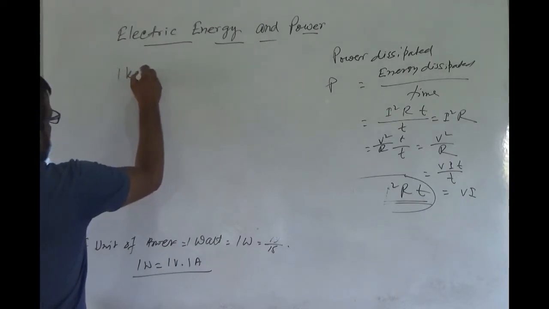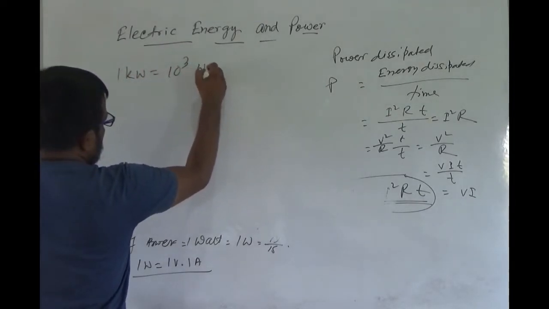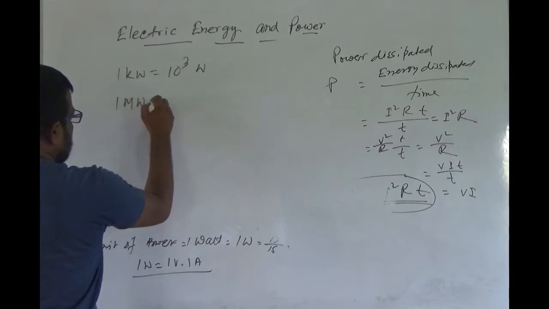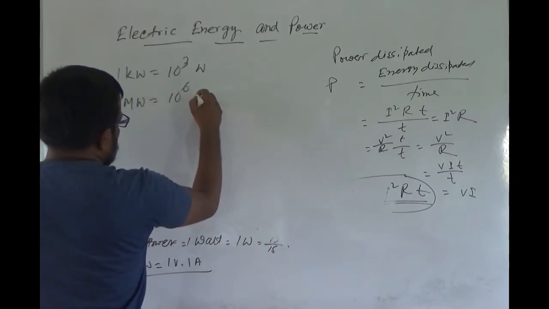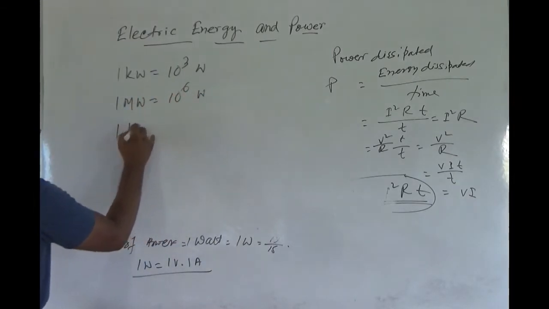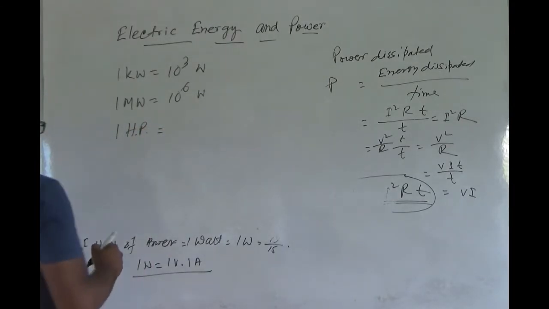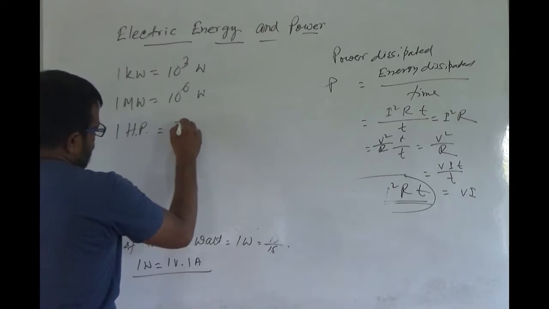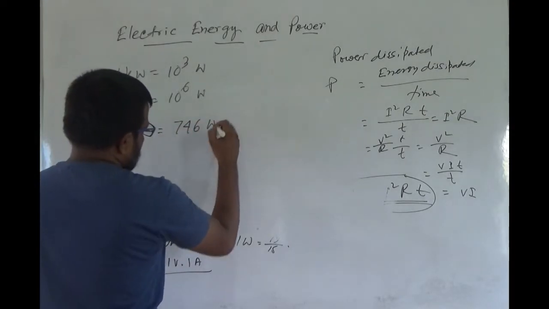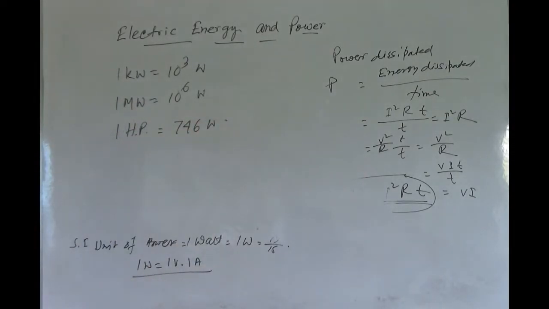1 kilowatt equals 10 to the power 3 watt. 1 megawatt is 10 to the power 6 watt, and also HP, horsepower, is another unit of power, which is 746 watt. These are some units of power.